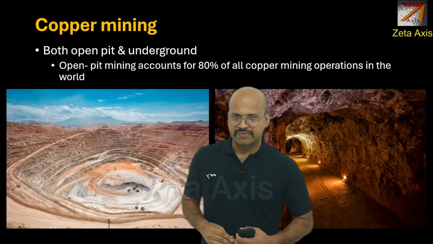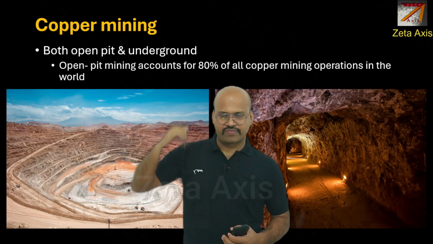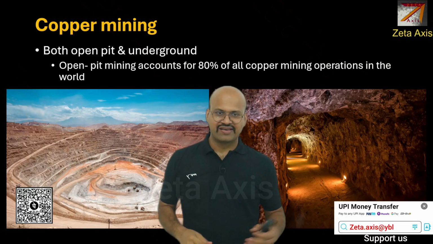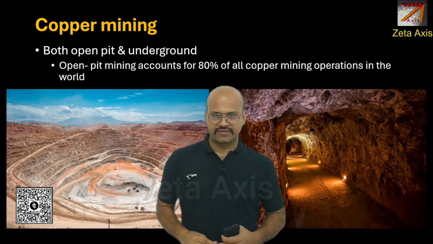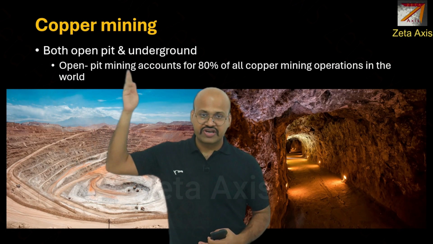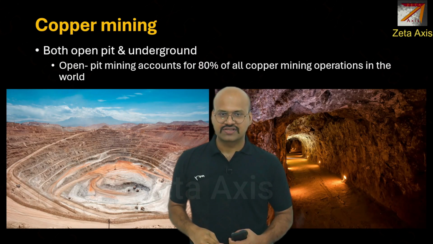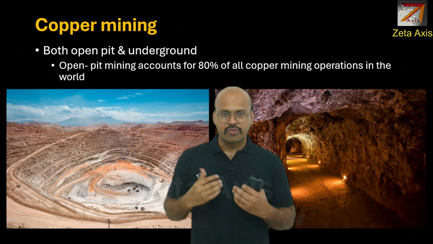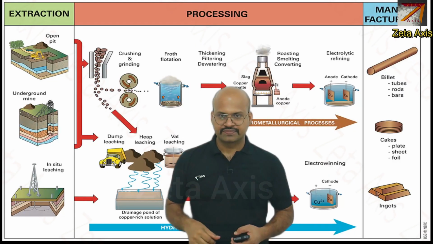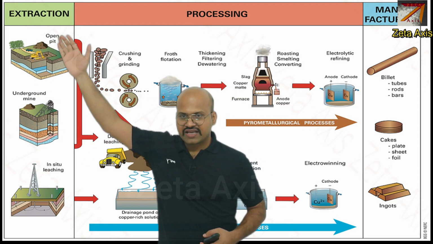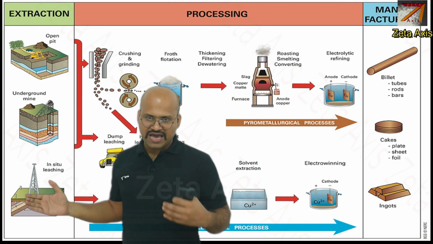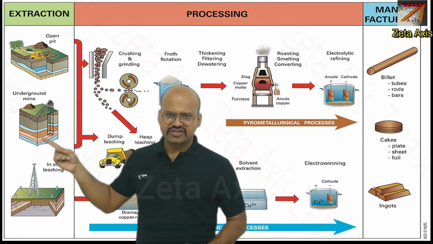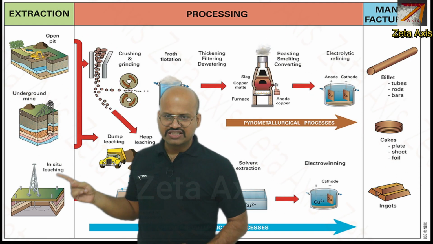Now, copper mining can be done both in open pit mining and underground mining. This is an example of open pit mining, where the mine is open to the sky, and this is an example of an underground mine. Open pit mining accounts for 80% of all copper mining operations in the world. In fact, even in India, open pit mining is the predominant way of mining copper. Here we can see there are three basic methods of extraction: open pit mine, underground mine, and in-situ leaching.